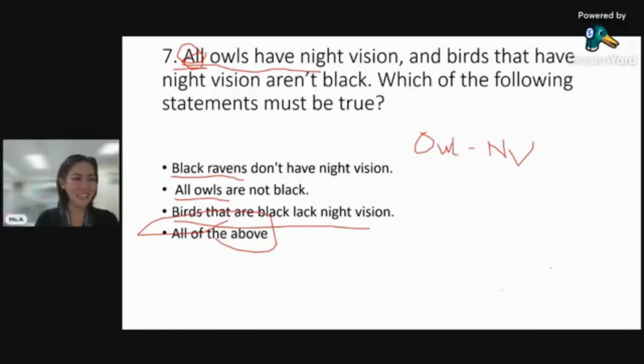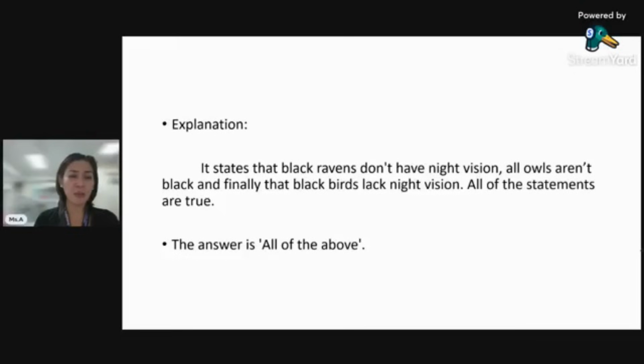Dito mata. Okay, so ayan. And okay, so ayan. So birds that are black lack night vision. So more likely po the answer is all of the above po. Okay. Technique is like giving a diagram or drawing a diagram for this one.